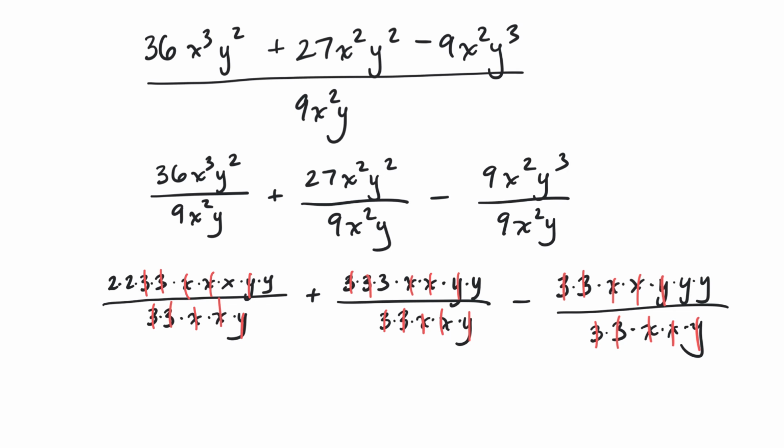So in our first fraction, we have 2 times 2, which is just 4, times x times y. And then we just have 1 in our denominator plus. And in our numerator on the second one, we're just left with 3y. In our denominator, we're left with 1. And then minus. In the numerator on the far one, we're left with just y times y. So that's going to be y squared.